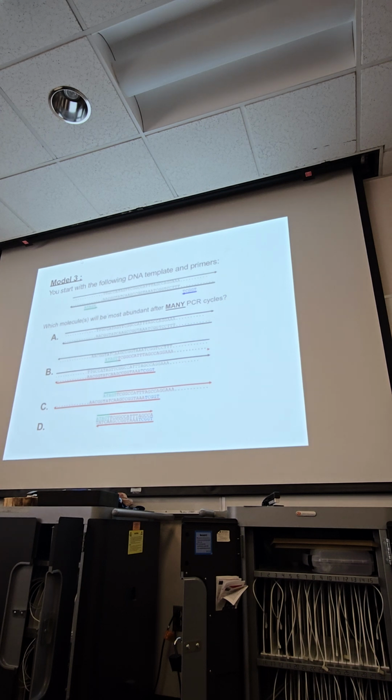But wait! Can you get a band and it still be incorrect? If this is just a large abundance of C, could that show up as a band in a gel and not actually be D?